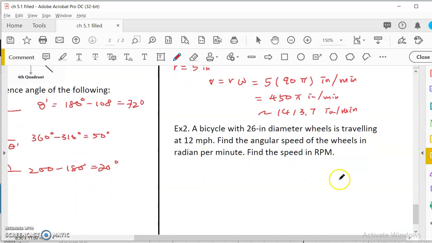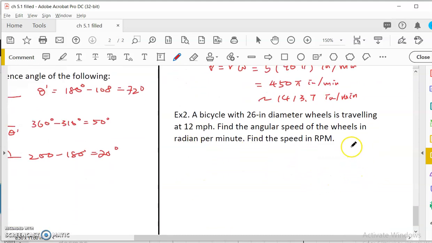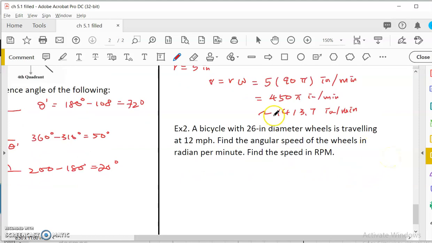The last question is about a bike. Given that there is a bike, the wheel has 26 inches diameter. So r is equal to 13 inches. This wheel is traveling on the road, so it would be rotating, and while it's rotating, it's going forward. It's traveling 12 miles per hour. So that is the linear velocity v. What is the angular speed? How much are they spinning in radians per minute and also in RPM?